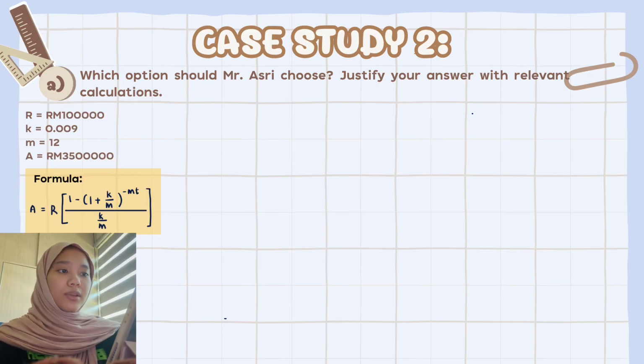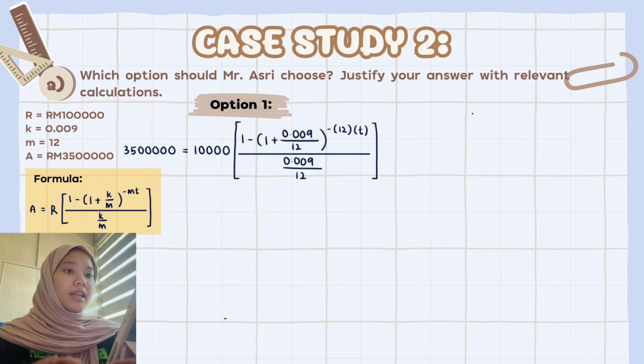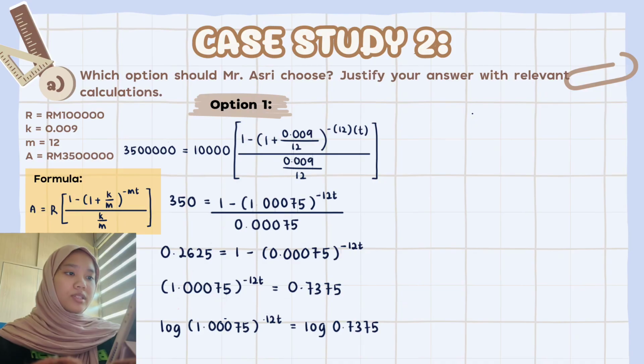So now we have our A, which is 3,500,000, R is 10,000 and K is 0.09 because it's 0.9%, and M is 12 because his interest will be compounded monthly, whereas there are 12 months in a year, so it's going to be 12. And now we have inserted the information we have gathered into the formula, where 3,500,000 equals 10,000 in bracket 1 minus bracket 1 plus 0.009 over 12 in bracket to the power of negative 12 times T over 0.09 over 12.